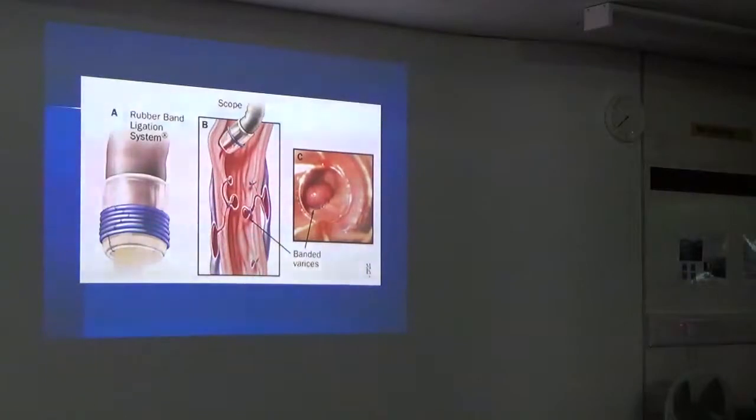So this is just to give an idea of what happens. On the far left you've got the end of the endoscope, and there's a little clear plastic cap fitted over it, and you can see about five or six blue rubber bands around the tip of the instrument. Then, in the middle image, when the instrument is put down, that cap is put over where the varix is, suction is applied, which sucks it up into the cap, and then there's basically just a pulley system. You turn the knob on the endoscope, and the rubber band closest to the end is pulled off and goes over the varix, as you can see in the picture on the right.